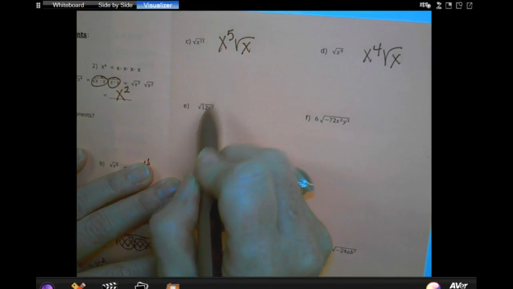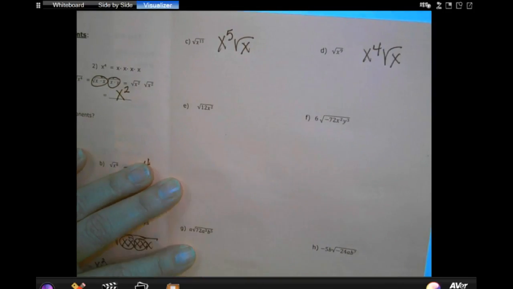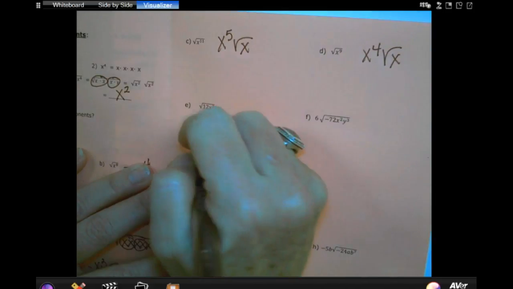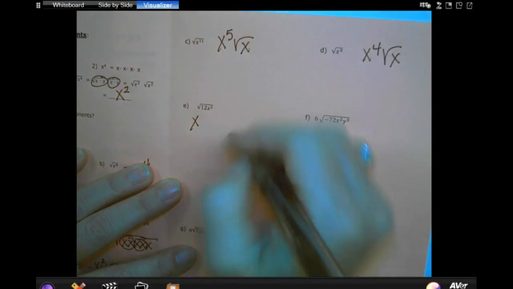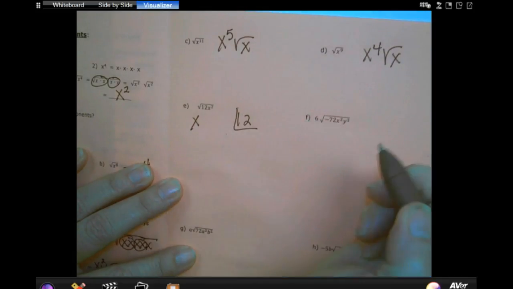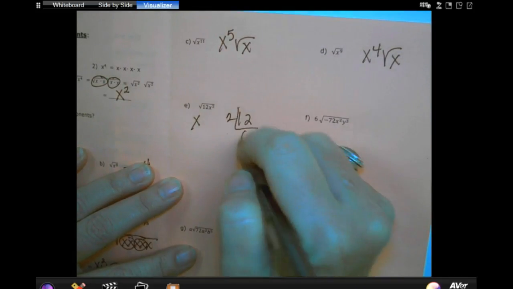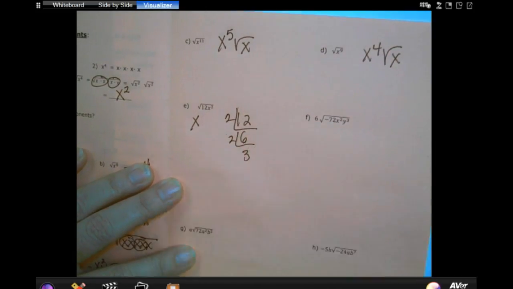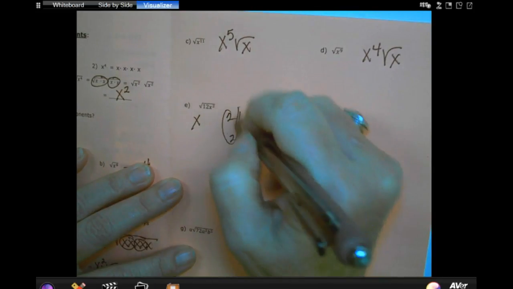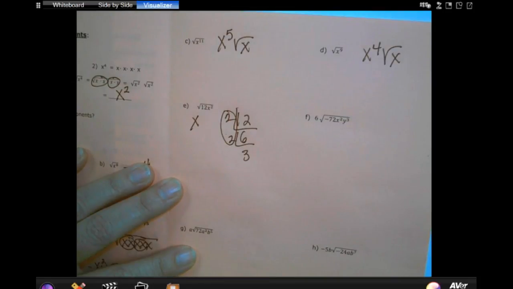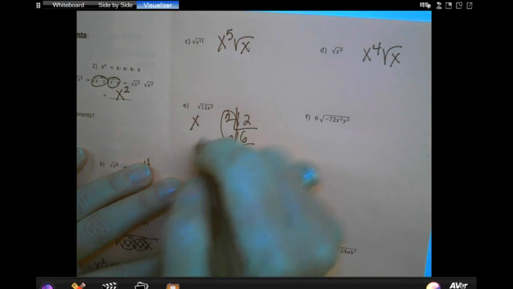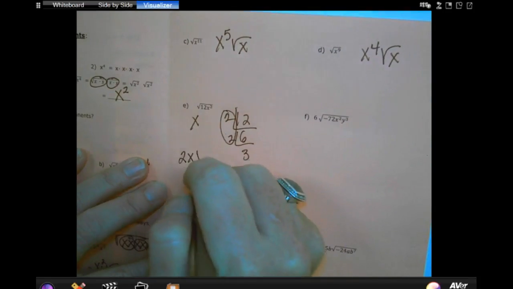Okay, so I have x to the second. The second divided by 2 means it's going to be just the x on the outside, and we have to simplify the 12. So if I divide by 2, that gives me 2 and 3. So I have a pair of 2's. Right, so I get 2x times the square root of 3.